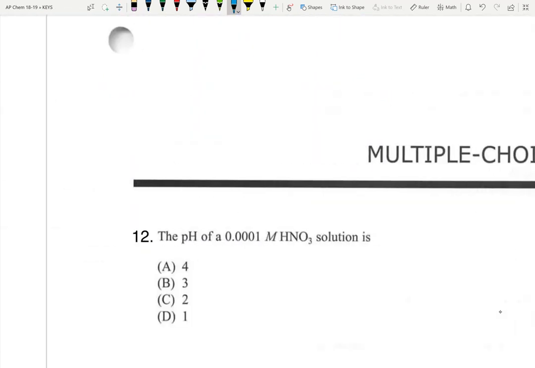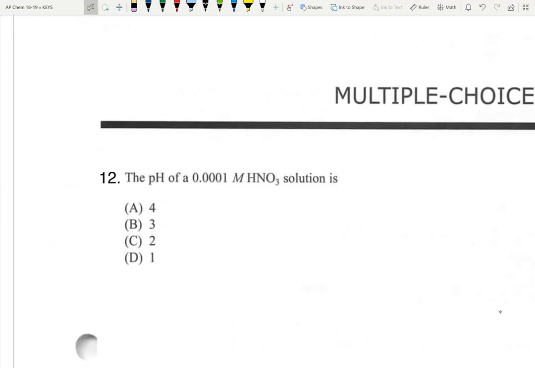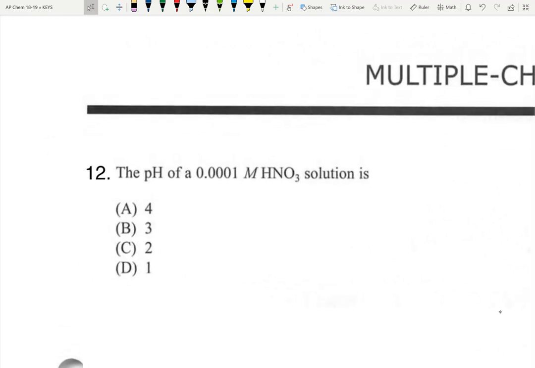Question 12 talks about the pH of a strong acid solution. Evaluate the acids and bases as you're given them. In this case, it's an acid. It's a strong acid. It's going to dissociate completely. When it does, it's going to give me 0.0001 molar hydrogen ion. It's also going to give me 0.0001 molar nitrate ion, but we don't care about that so much because they're asking us to find the pH.